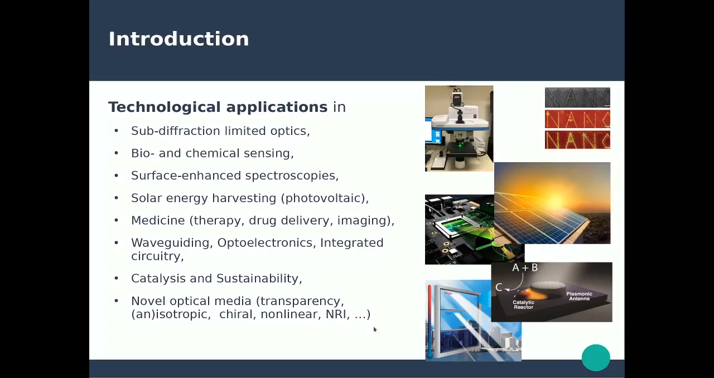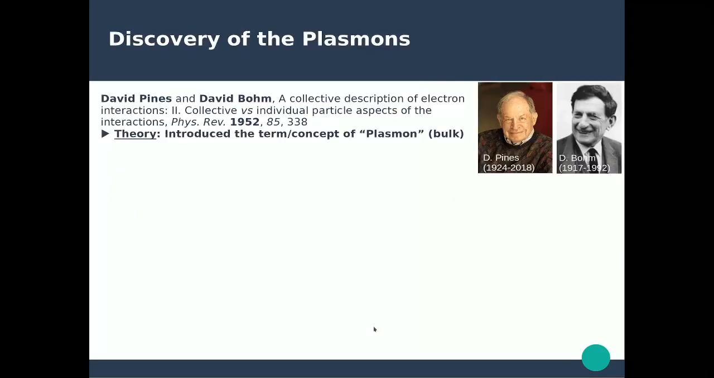So let's go back a little bit in history and discuss the discovery of plasmons. We briefly discussed that in the first chapter, but I wanted to provide a one-slide summary of the history of plasmons, starting with the pioneering work by David Pines and David Bohm, who predicted theoretically the existence of such a plasmon. They introduced the concept of plasmon. We're talking about the bulk plasmon, the plasmon in bulk materials. We're going to discuss what that means later on.